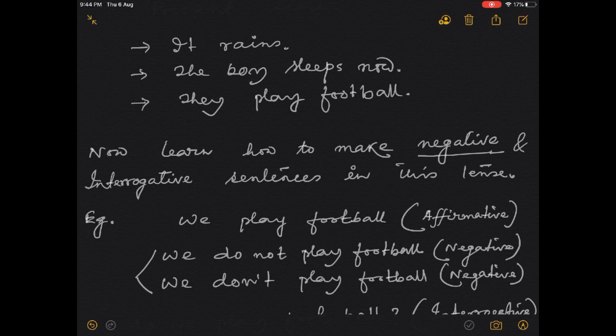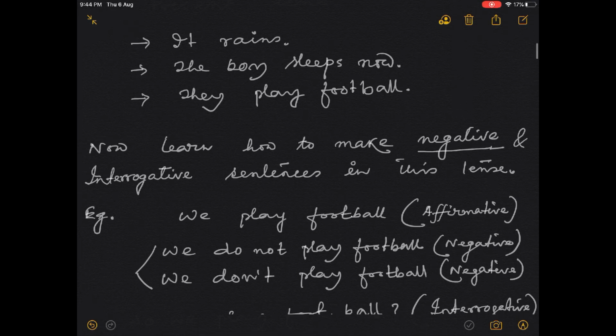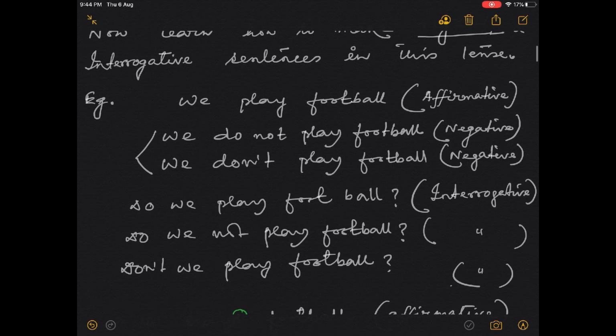So, we play football. To make it negative, one not is necessary, and to keep the not, one additional helping verb is necessary, and here it is do. So, together they are do not. So, we play football has become we do not play football as a negative sentence.